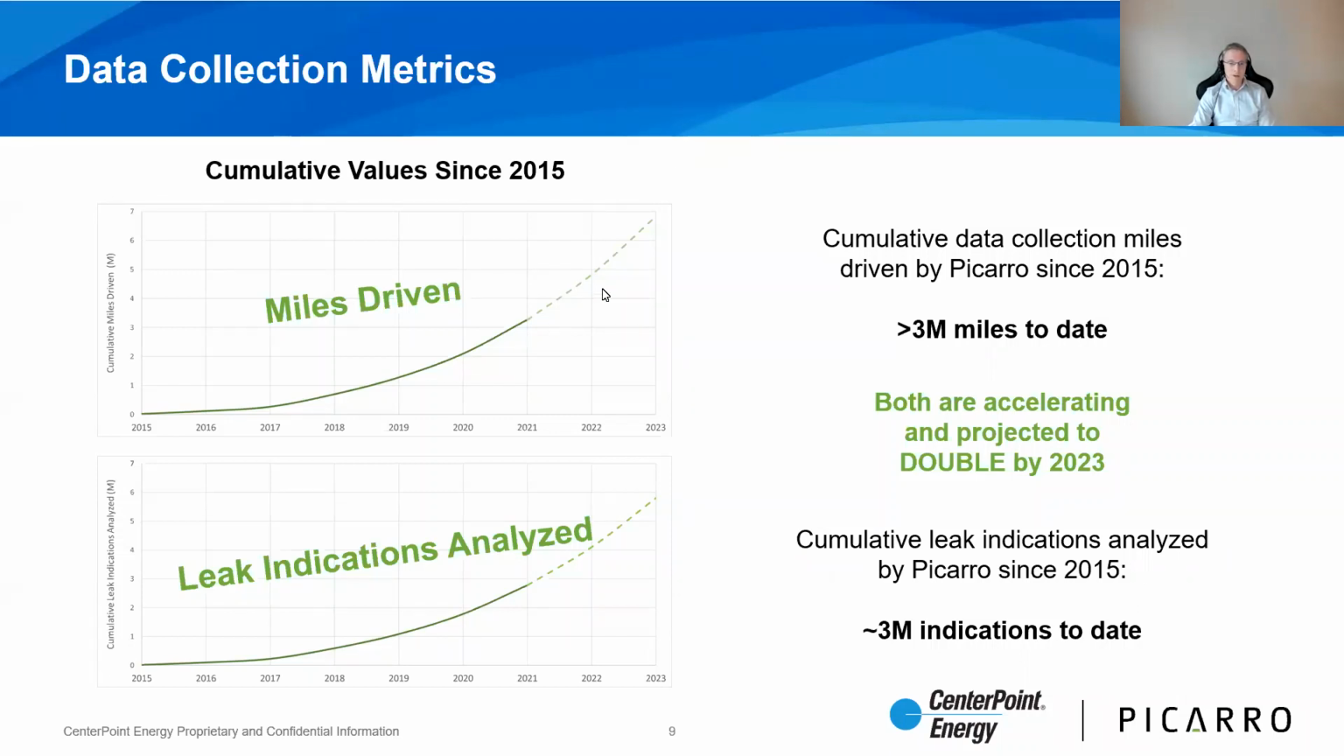So we are on the exponential growth trajectory here, where we think these numbers are going to double in the next couple of years as we keep deploying more and more equipment, more and more cars, and keep collecting more and more data. So we are on a very strong trajectory to keep improving our model and keep making our analytics more and more actionable.